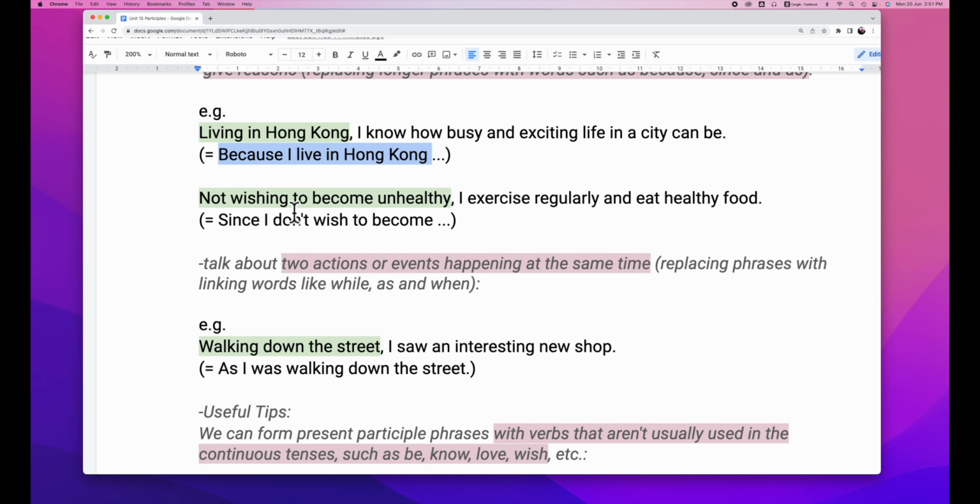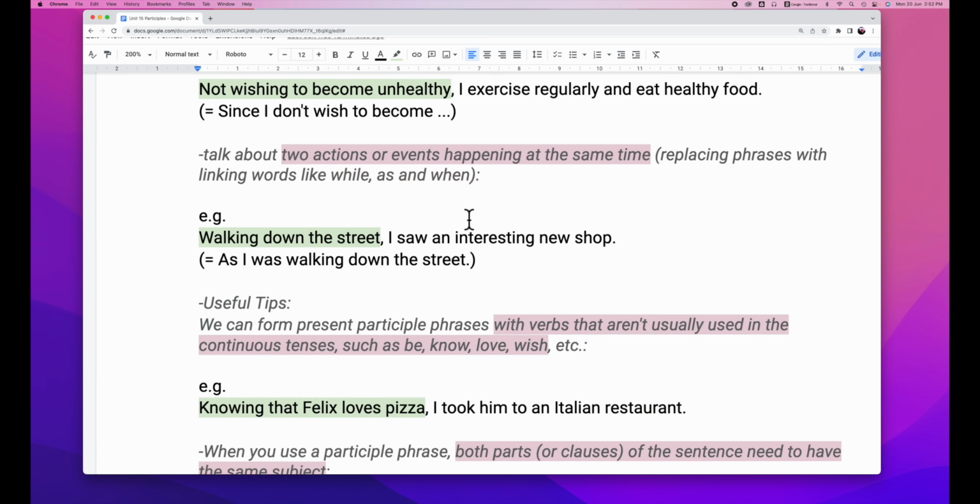Another example: not wishing to become unhealthy, I exercise regularly and eat healthy food. Not wishing to become unhealthy is another clause, telling you the reason for exercising regularly and eating healthy food. And not wishing to become unhealthy comes from a sentence: since I don't wish to become unhealthy.